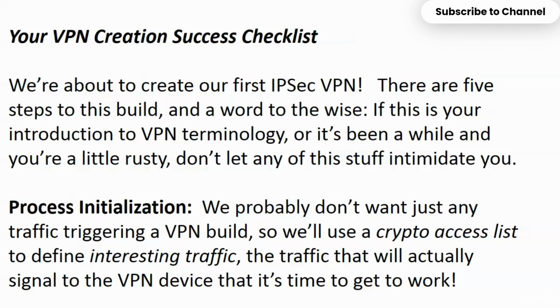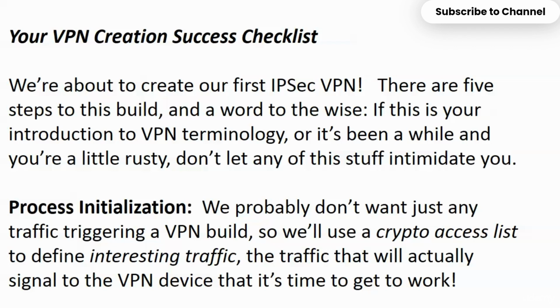So a lot of little details here, which is why I like to have a checklist in mind when I'm going to write one or troubleshoot one. And the first step of the VPN build is the process initialization. We don't want just any traffic triggering a VPN build, or we're going to have a lot of VPNs, we're going to have a lot of overhead. So what we're going to do is write a crypto access list to define what we call interesting traffic.